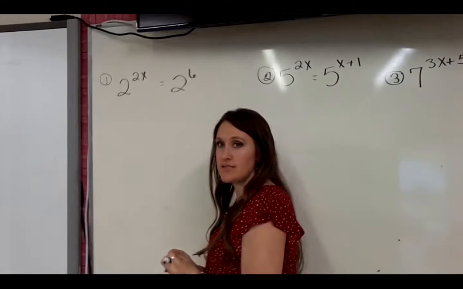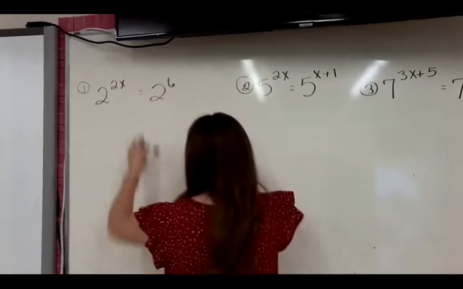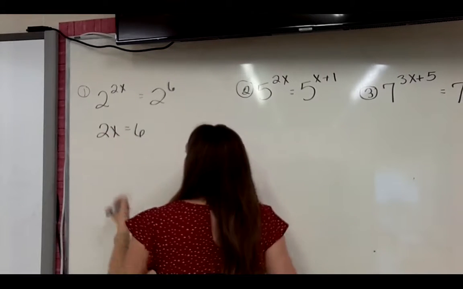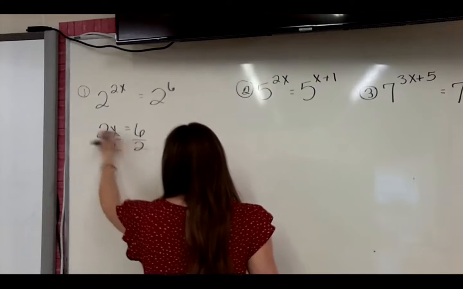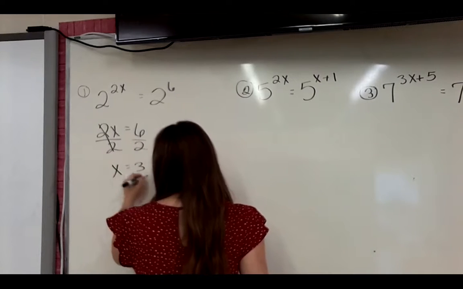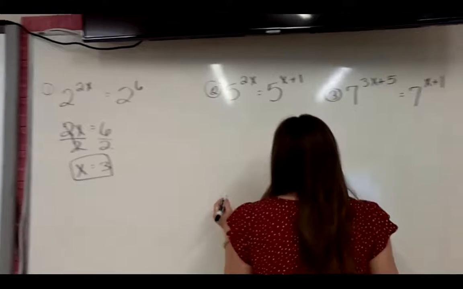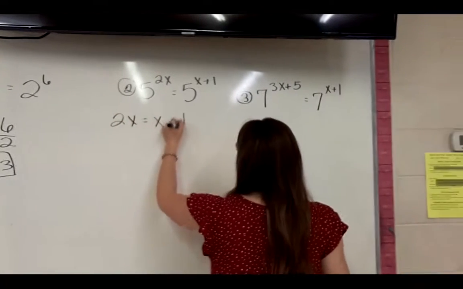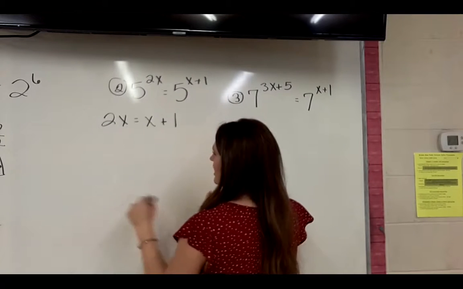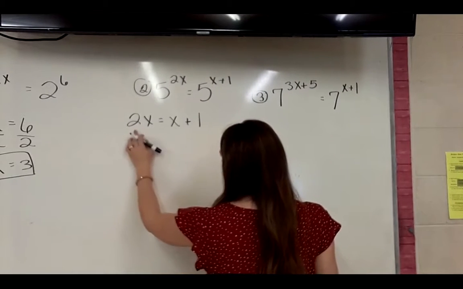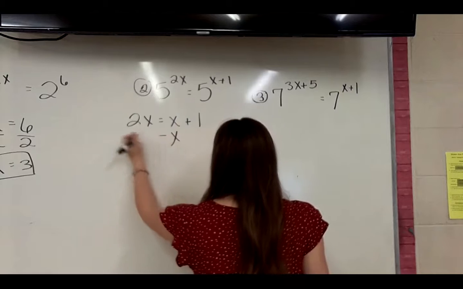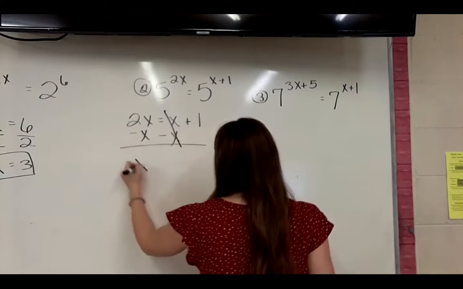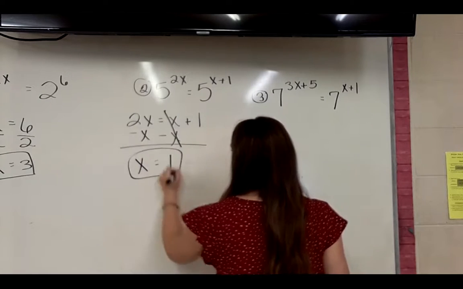On number 1, since they both have a base of 2, we can set our exponents equal. 2x equals 6, and then we can solve for x. Divide both sides by 2, x equals 3. Okay, on the second one, they both have a base of 5, so I have 2x equals x plus 1. So before we can solve for x, we have to get our x's together. So I move it across the equal sign. This is a positive x, so I'm going to subtract it to the other side. 2x minus x is x equals 1.